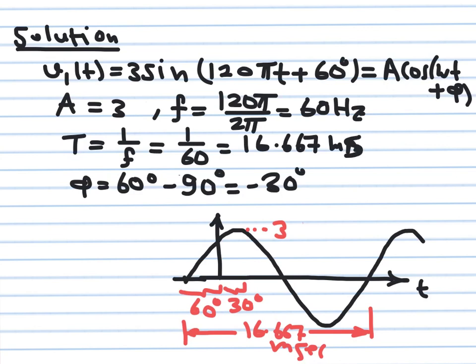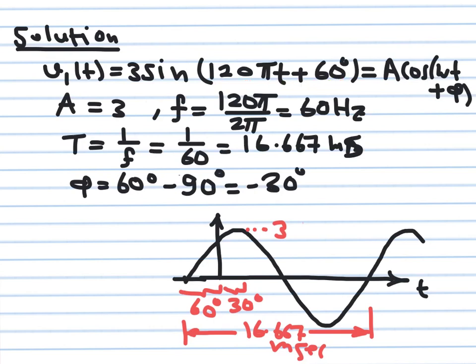The last thing I would like to mention is the phase. If it is a sine, it's 60 degrees, but because every sine signal is a cosine signal that was shifted by minus 90 degrees, so it was shifted to the right, in the positive time direction, by 90 degrees, I'm going to subtract 90 degrees from this one. So it's minus 30 degrees. So this signal that we have is 3 cosine(120 pi t minus 30 degrees). As a cosine, it is 3 cosine(120 pi t minus 30 degrees).